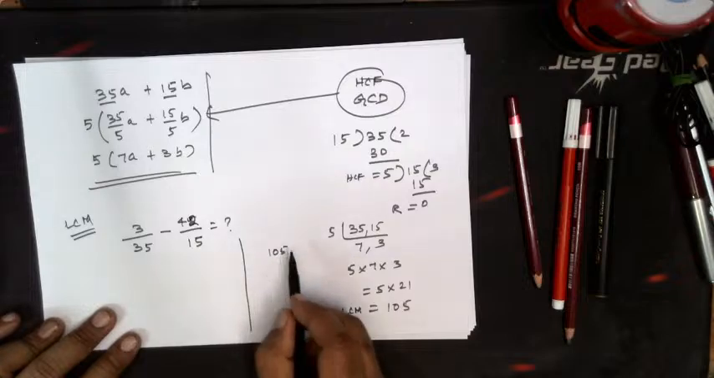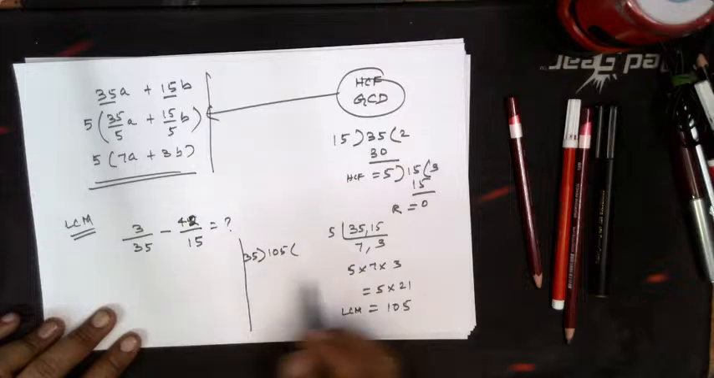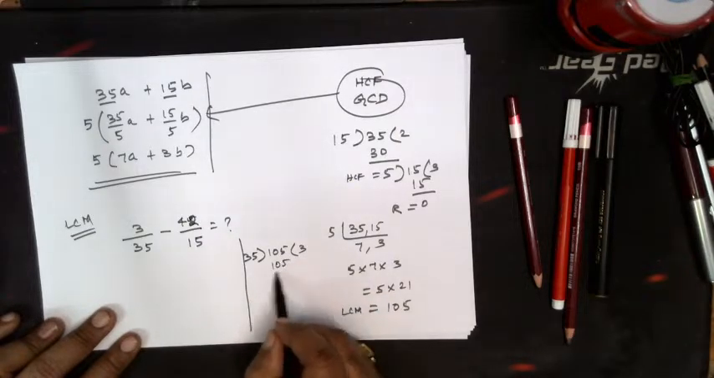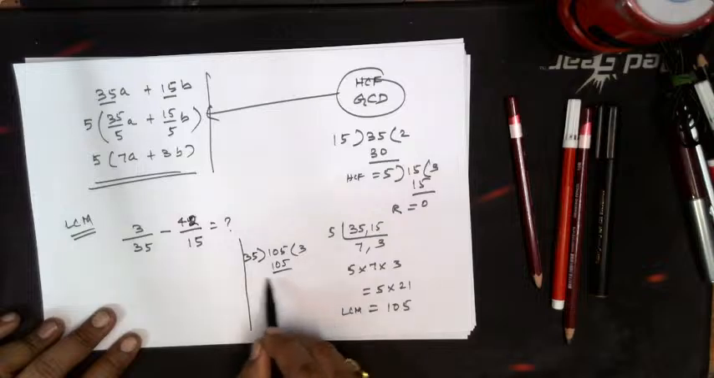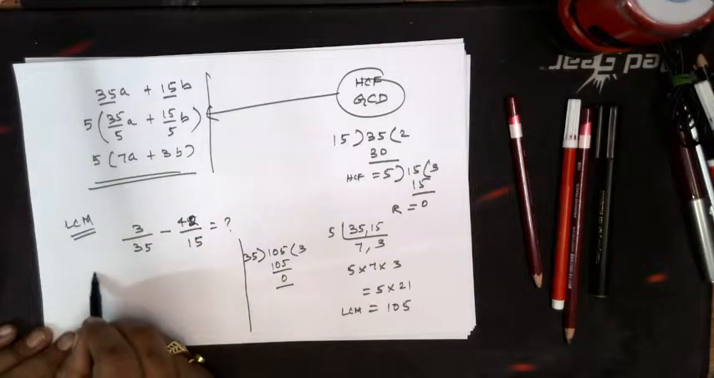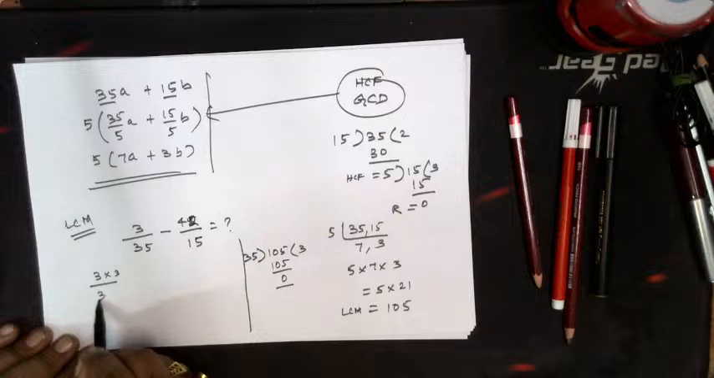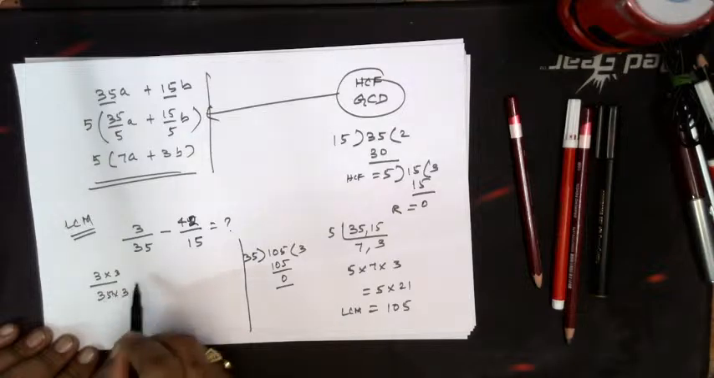105 divided by 35. Okay, how many times will it go? 3 times. So 105 divided by 35 is 3. So 3 is the multiple here, so you can multiply by 3 and divide by 3. So 35 into 3. Do you understand?